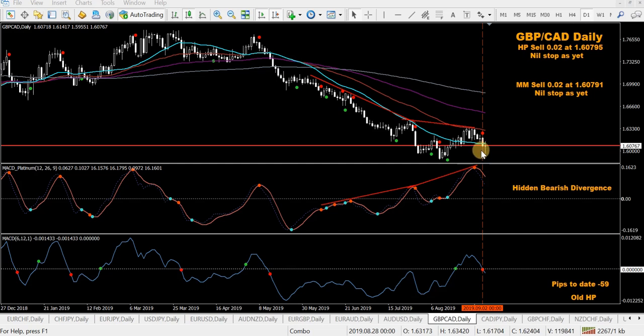Pound CAD, I've taken a HP sell and a mod MACD sell today. You can see hidden bearish divergence. You can see it all here. It's pretty straightforward.